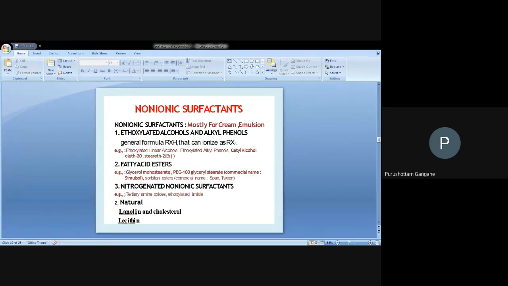You know that we have seen the liposome in the last semester in the novel drug delivery system. What are the liposomes? So for the formulation of the liposome, particularly these lecithins are used as the non-ionic surfactants.